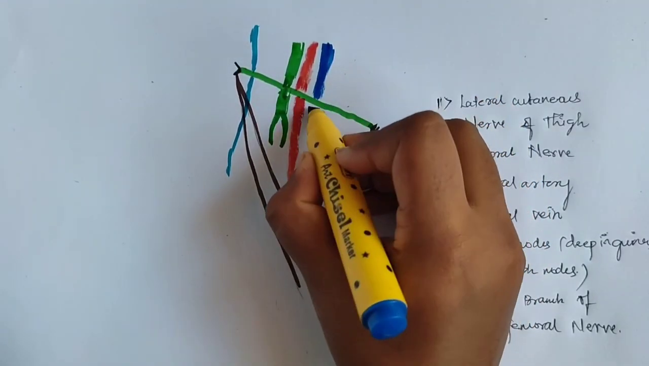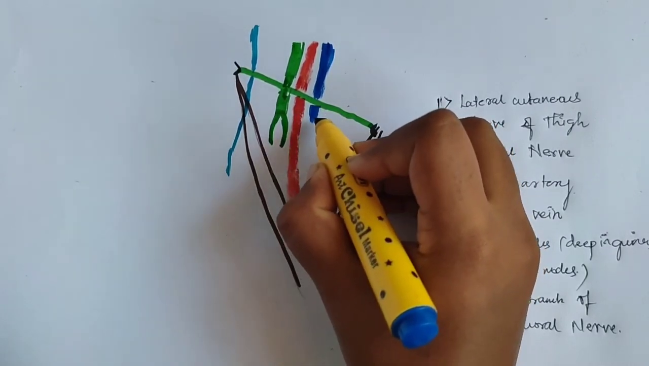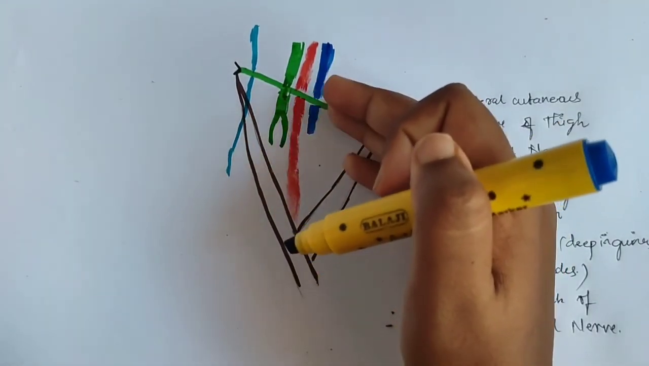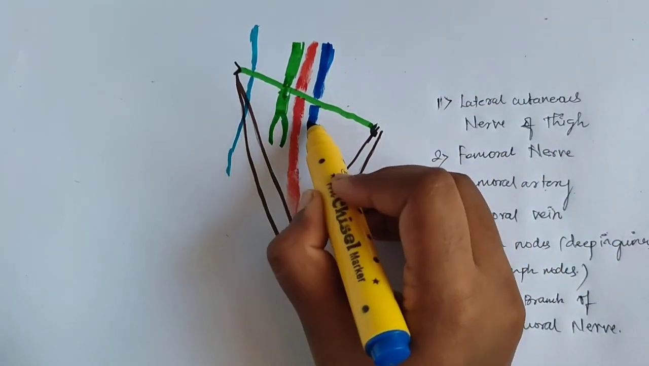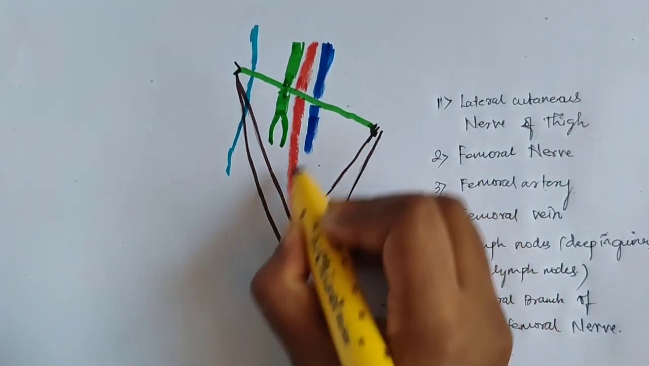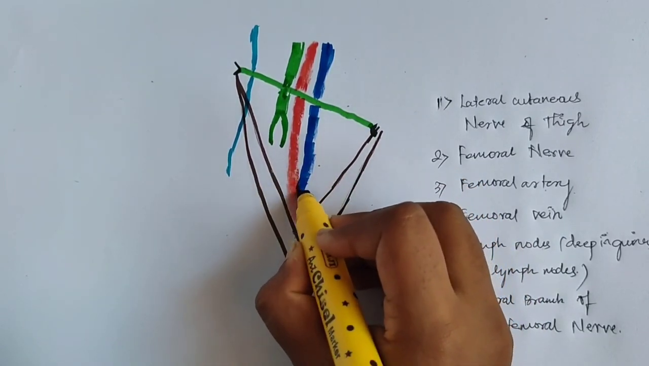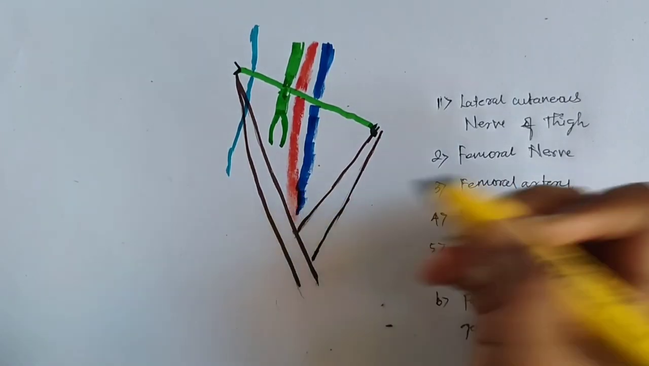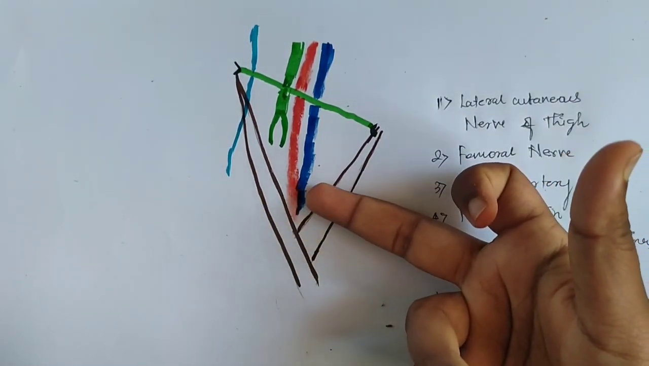External iliac vein, when it enters the thigh region, it is called as femoral vein. Femoral vein in the base of the femoral triangle is medial to femoral artery. When it runs downwards and reaches the apex region, it is posteromedial to the femoral artery.